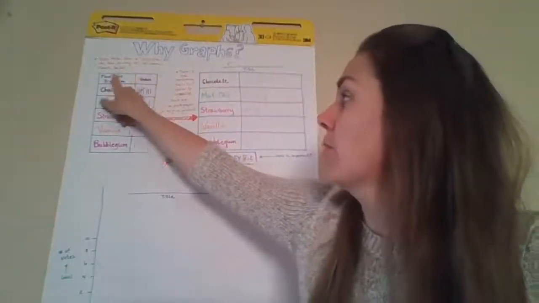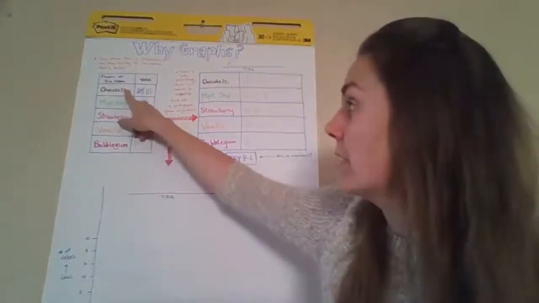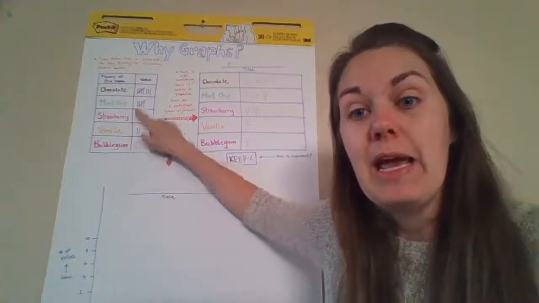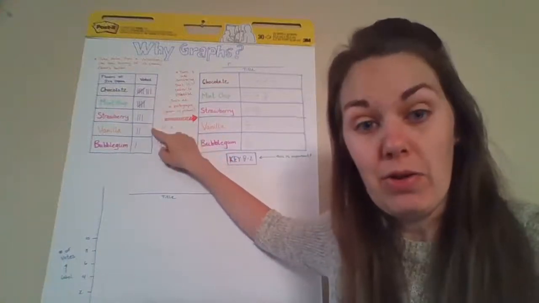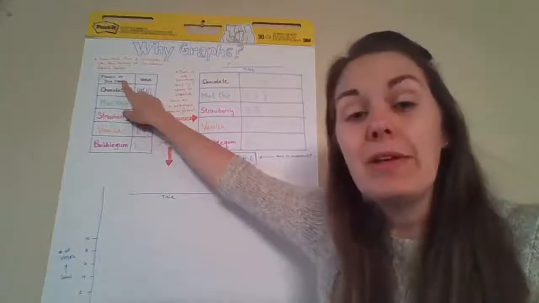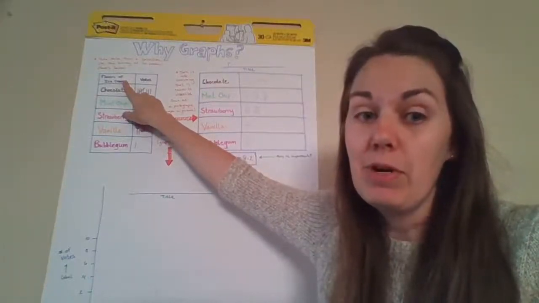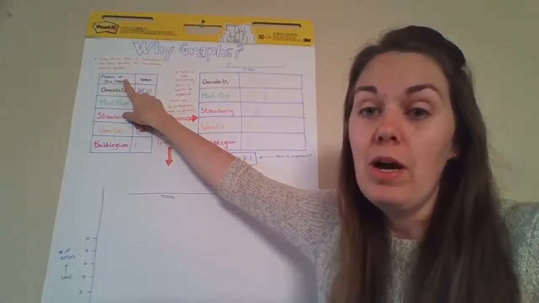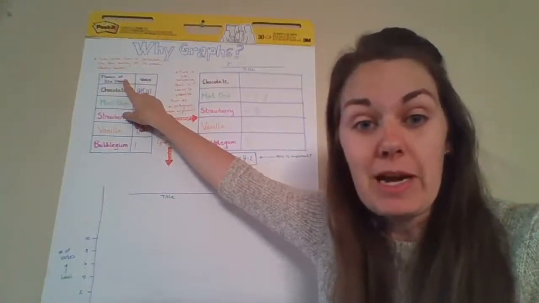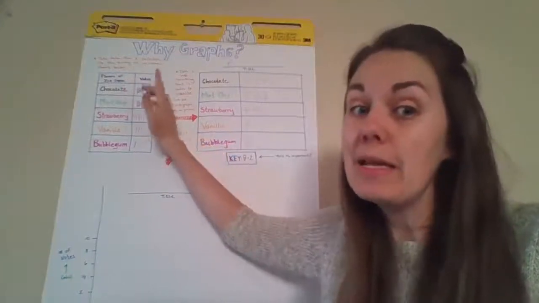I have it organized. This is called a tally chart because I have it organized by flavor, and then the tallies that go along with that, representing how many votes. I also have it labeled so that it's nice and clear, and this is something that we've been working on in your performance tasks, making sure that your information is both organized and clear.